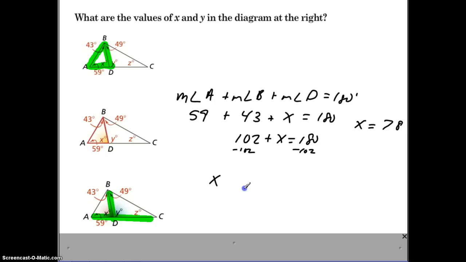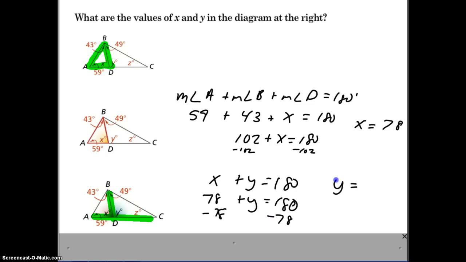So I know that x plus y is 180, and I know that x is 78. So 78 plus y equals 180. If I subtract 78 from both sides, I get that y equals 102. All right, good job, you guys, for your triangle sum theorem.